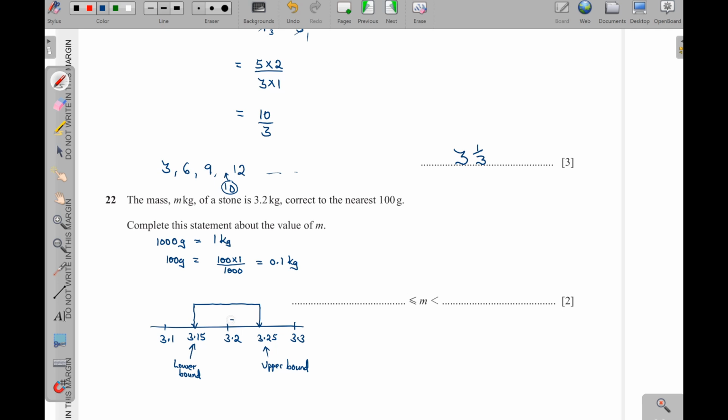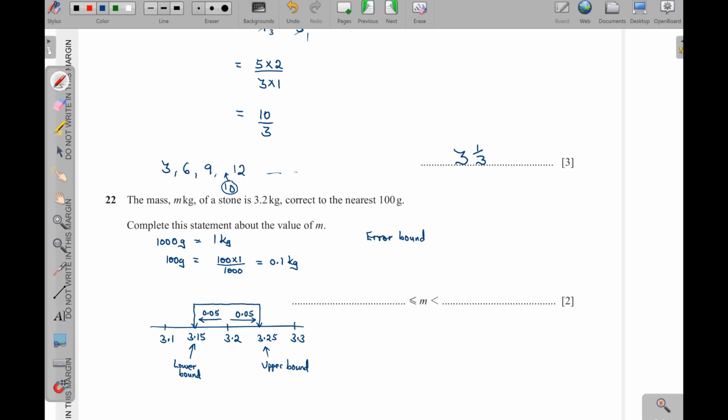Now that means this way we went 0.05, and also this way we went 0.05. When you add these two, that is how you get the 0.1. You see that? So I usually write this one here, and I say error bound.